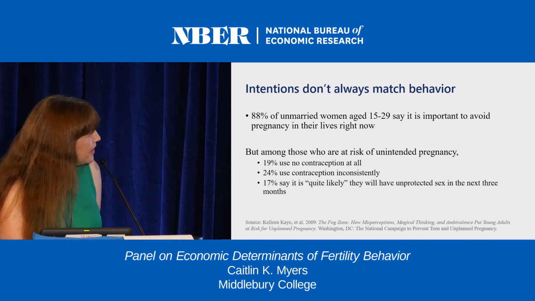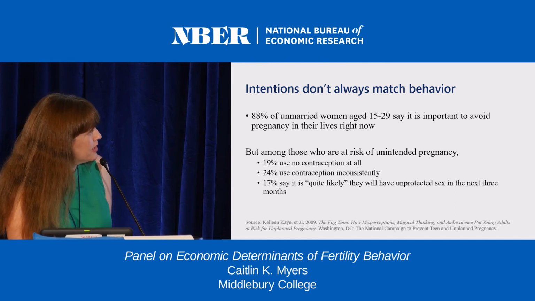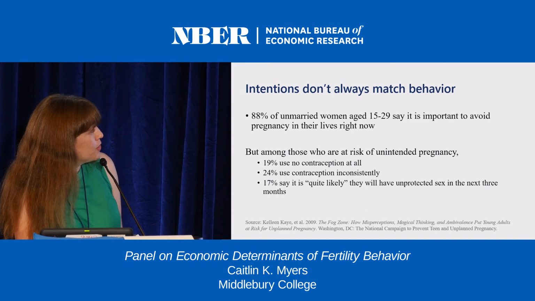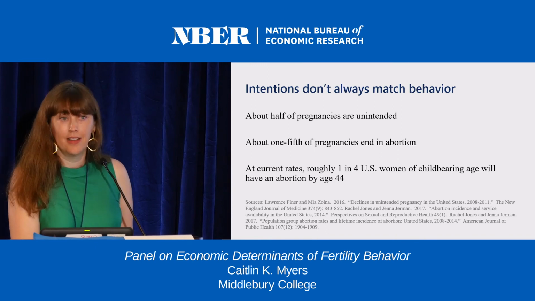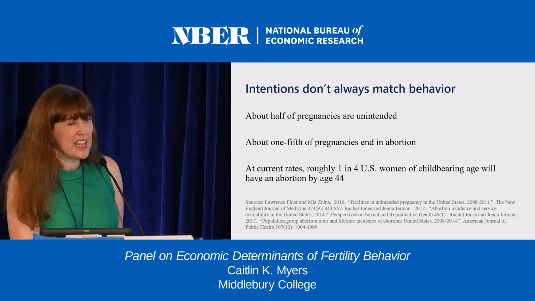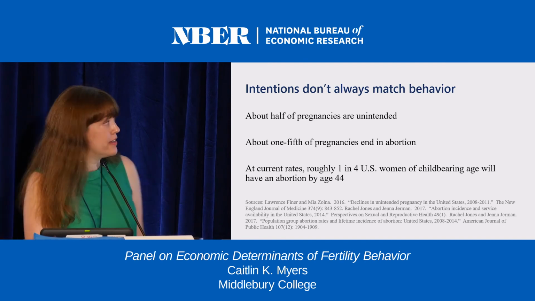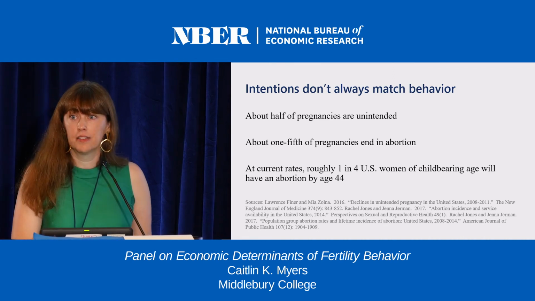So in one recent survey by the National Campaign, 88% of unmarried women aged 15 to 29 said it was really important to avoid pregnancy in their lives right now. But among those who are at risk of unintended pregnancy, 19% were using no contraception at all, 24% were using contraception inconsistently, and 17% freely admitted it was quite likely they'd have unprotected sex in the next 3 months. Not surprisingly, even with the decline in unintended pregnancies that Kasey's documenting, which is driving a lot of the decline in fertility, it's still the case that a little under half of pregnancies, roughly, are unintended.